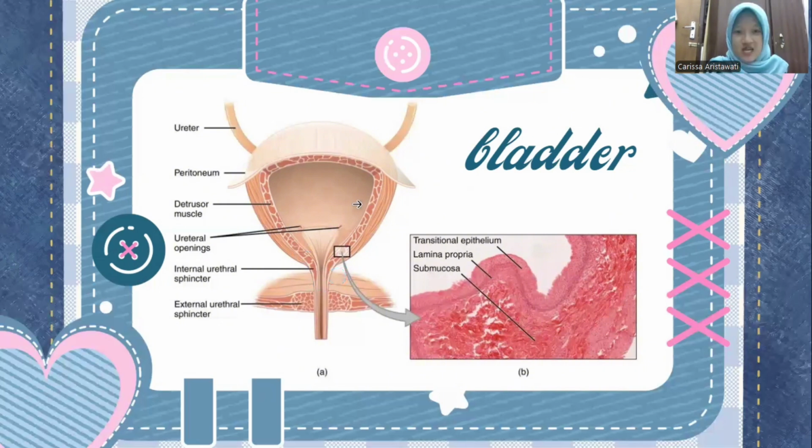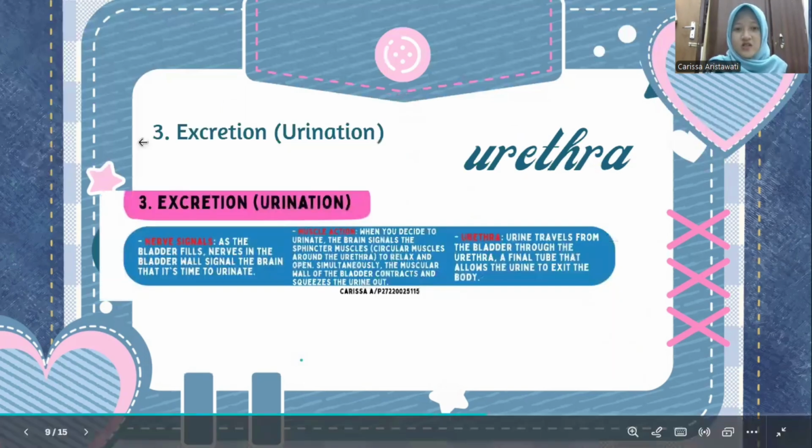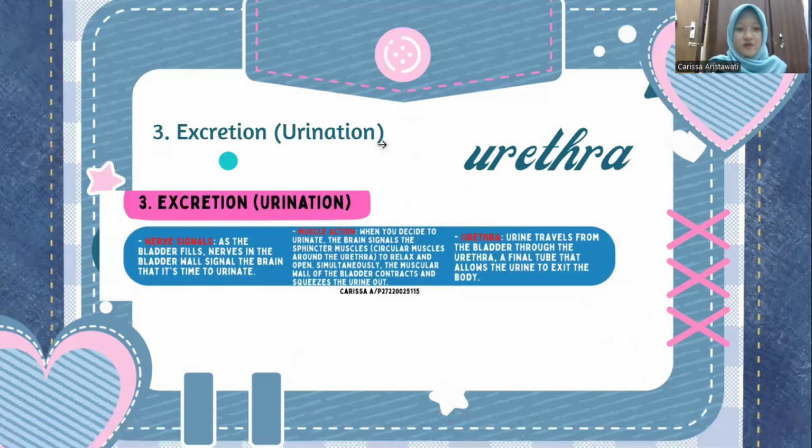By the way, the bladder will store the urine from the kidney and ureter for about 400 to 600 milliliters for adults. And the muscle in the bladder will contract during urination to push urine down. I will explain. So the third is excretion or urination. Urination occurs in the urethra.